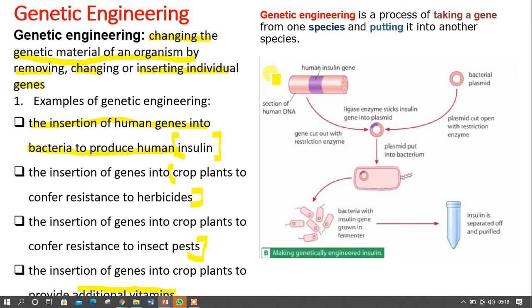Genetic engineering is also the process of taking a gene from one species and putting it into another species. We'll look at that shortly.